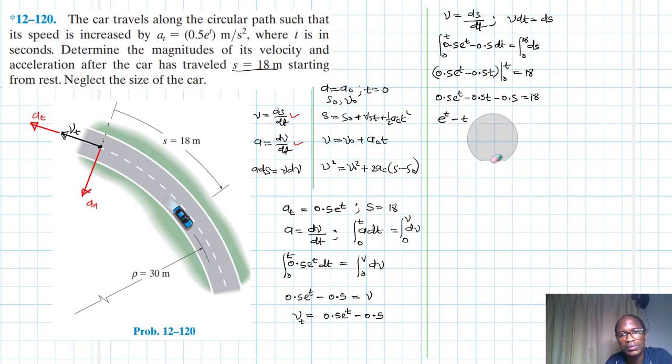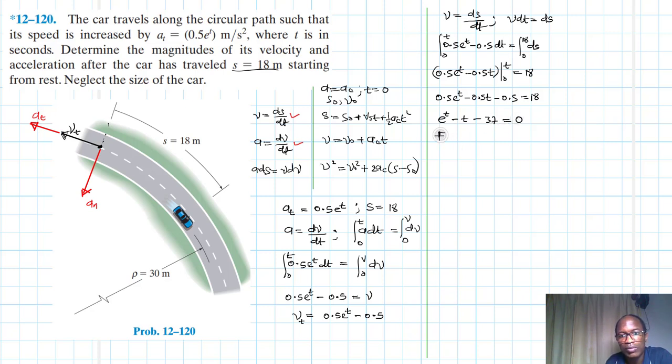Initially it was like this: minus 1 equal to 18 divided by 0.5. So we can take this to the other side, and it becomes plus 1. Therefore this just becomes 36 plus 1, which is 37. So e to the t minus t is equal to 37, but we can also write this as e to the t minus t minus 37 equal to 0.